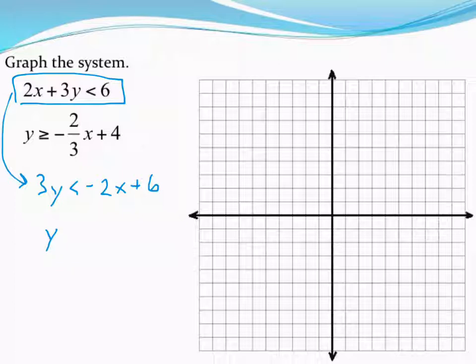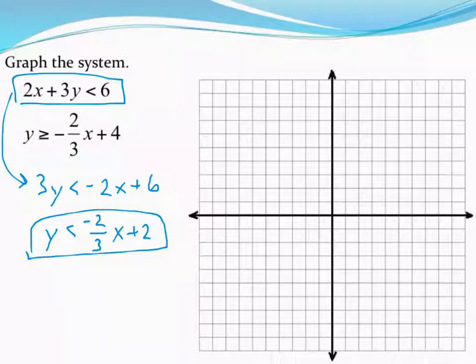Keep in mind, if you ever divide by a negative, remember that inequality symbol flips around. So my new inequality in slope-intercept form would be y is less than -2/3 x, and then plus 2. So that's the first one I'm going to graph. Remember, do this in 2 colors. We're looking to see where those 2 colors overlap. So I'll do this first one in blue.